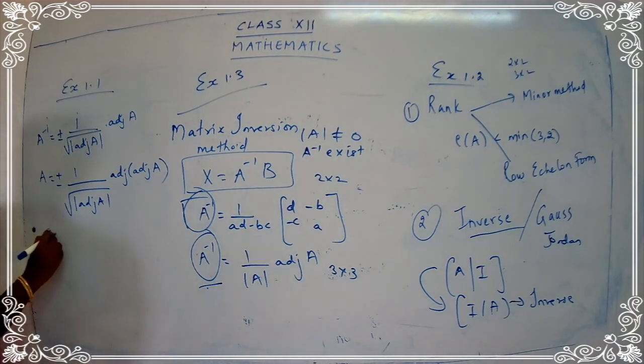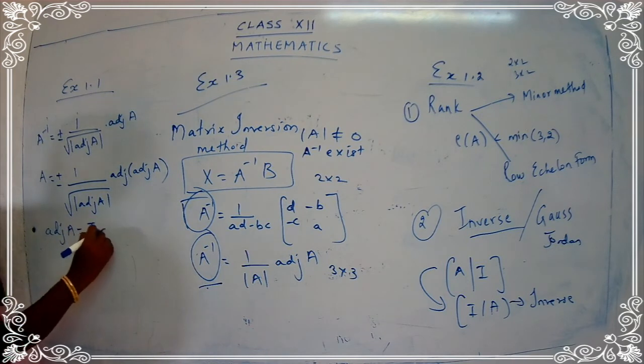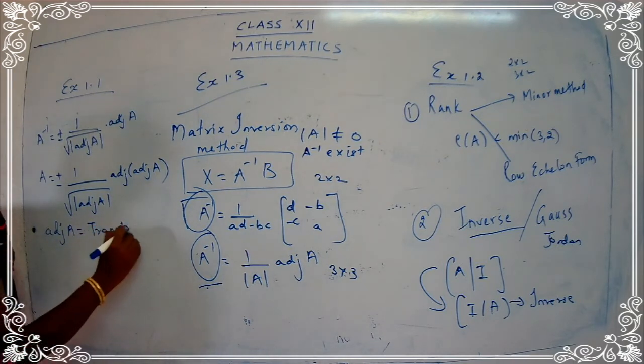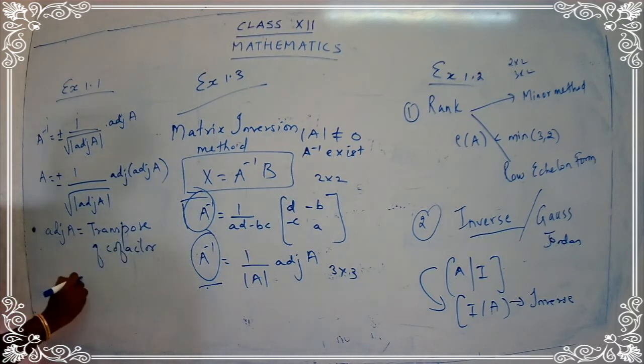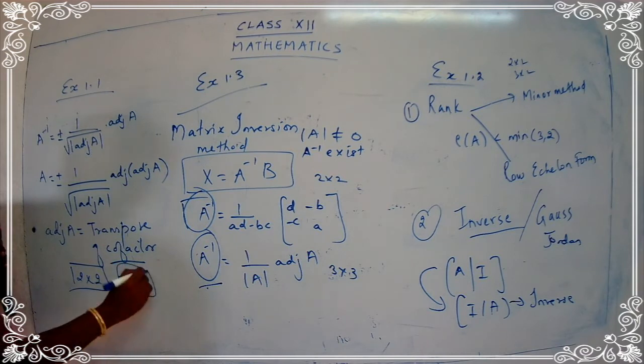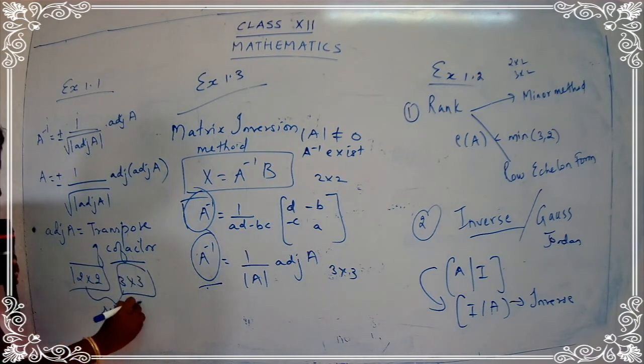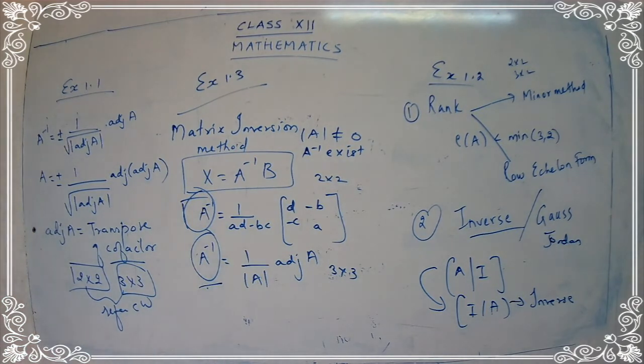So what was the formula for adjoint of A? Adjoint of A is the transpose of the cofactor. And for finding the cofactor you have different ways to follow. For a 2 by 2 matrix you can follow one way, and for a 3 by 3 matrix you have a different way. So you have to just refer to your classwork for the different methods we have used. Okay children, so we have just recollected the different exercises and the different methods used in them. So let's start with a new topic.